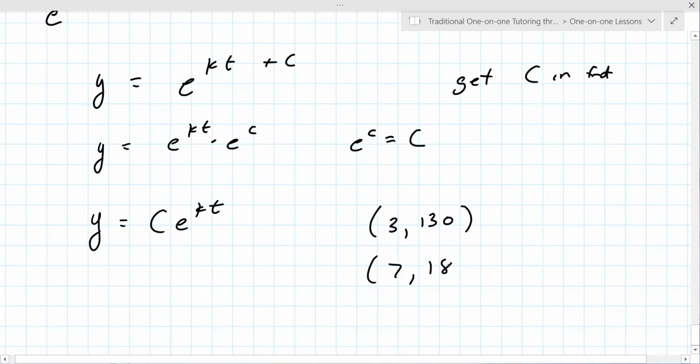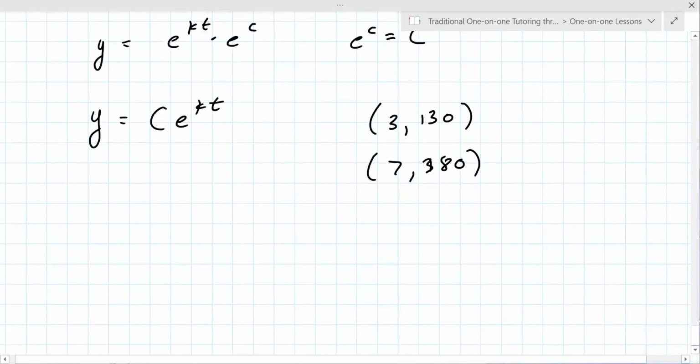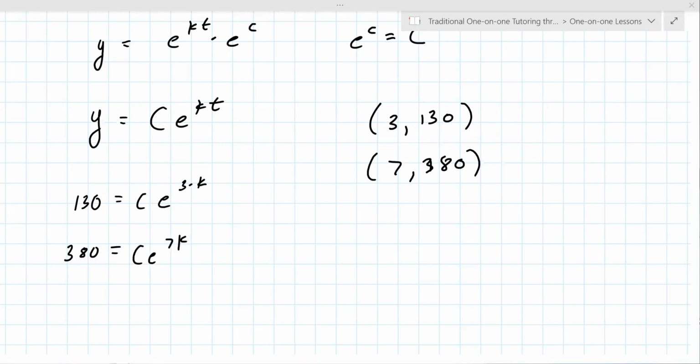But you have 2 points. That's right. So this time you have to plug them both in. There are other ways to do this, but I'm trying to emphasize that when you have 2 unknowns, you need 2 points. So you get 130 equals ce to the 3 times k, or k times 3, either order is okay. And then for the second point, you have 380 equals ce to the 7k.